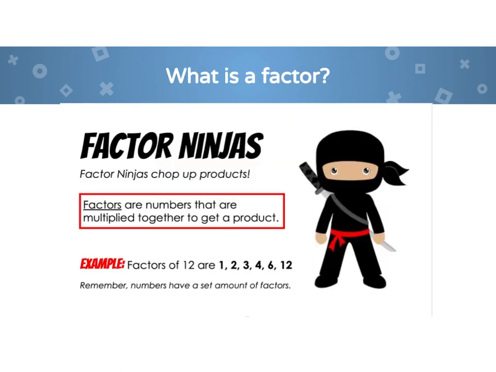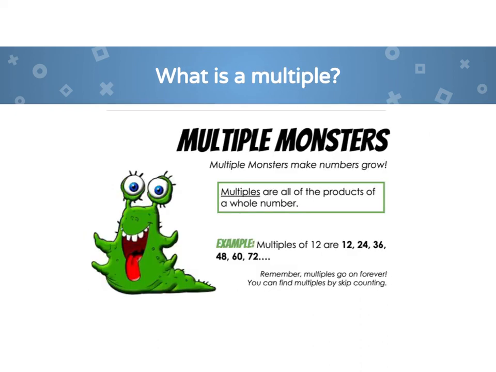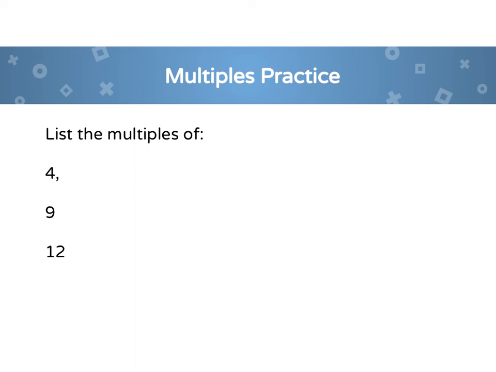Okay, let's just review our factor ninja. It means that the numbers are chopped up. So factor, product. I know that 2 times 12 is 24. 2 and 12 are my factors. 24 is my product. And the difference between a multiple is that this is our multiple monster, and he makes numbers grow and grow and grow until infinity if I don't stop you. Okay, so let's just do a little bit of multiples practice today.